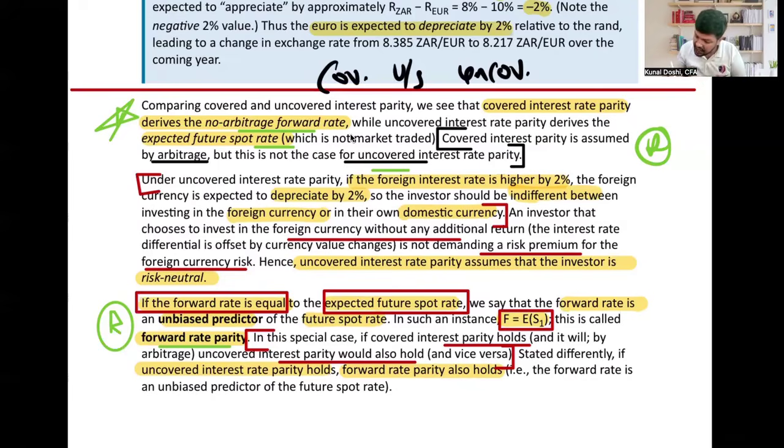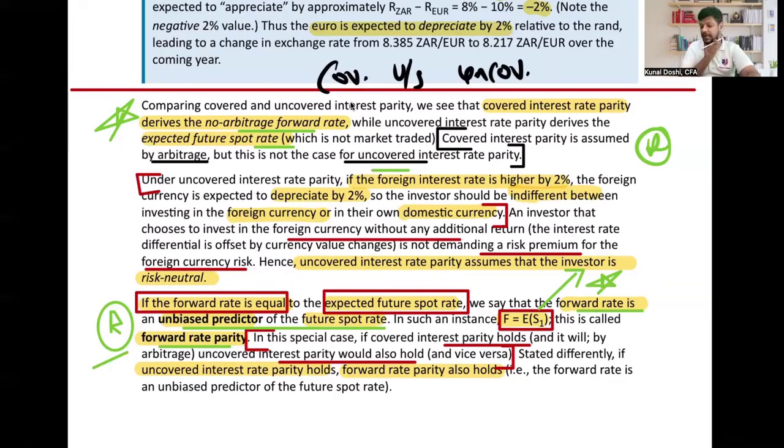Here, very important, if the forward rate and the expected future rate are both said to be the same, then we call the forward rate an unbiased predictor of the future rate. This is most important. This might be asked in a theoretical point. So the parity is based on the concept that the forward rate and the expected future spot rate are going to be the same. If that is the case, then the forward is reliable, or you can say it's an unbiased predictor.